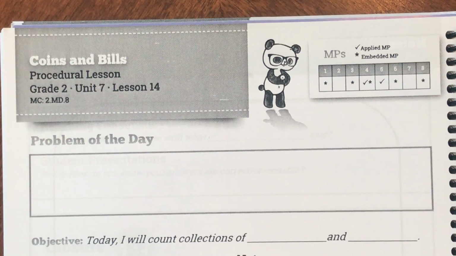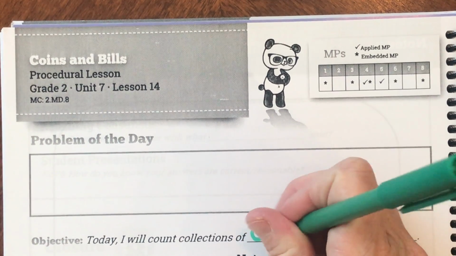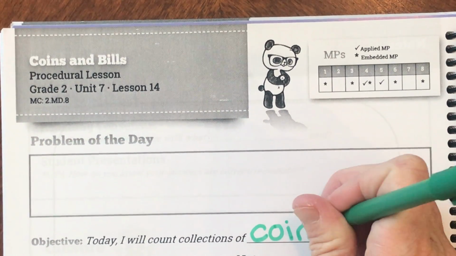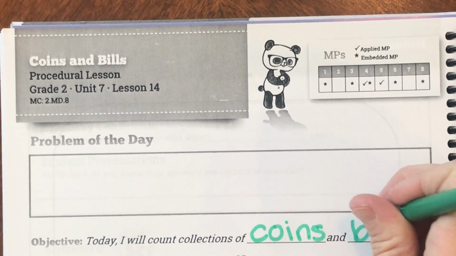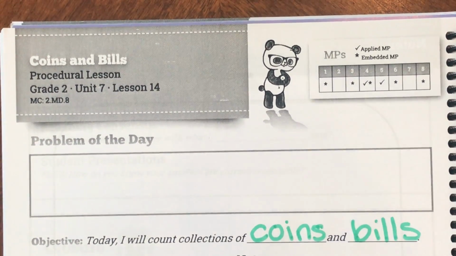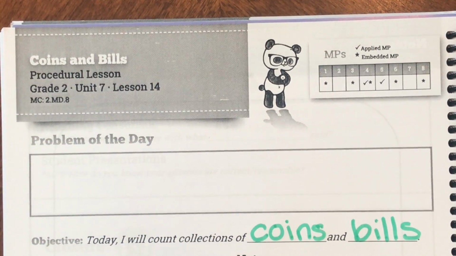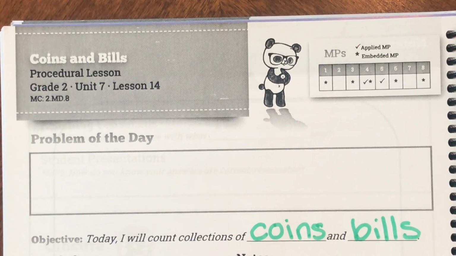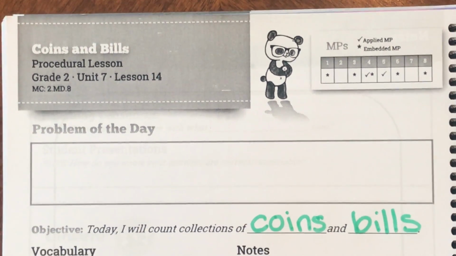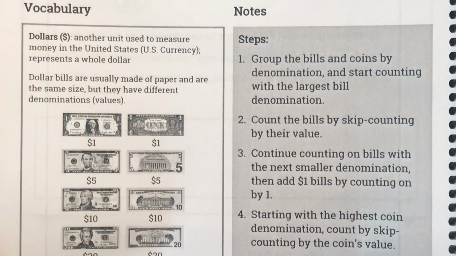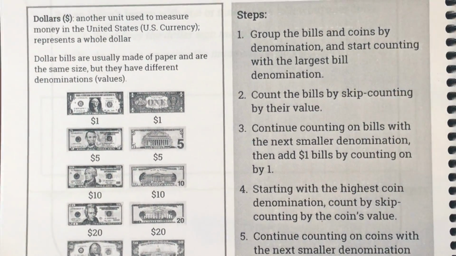And our objective today is I will count collections of coins and bills. So today we're going to be counting money, but we're going to count coins and bills. Okay, so let's look at our vocabulary just to remind us of a few things.